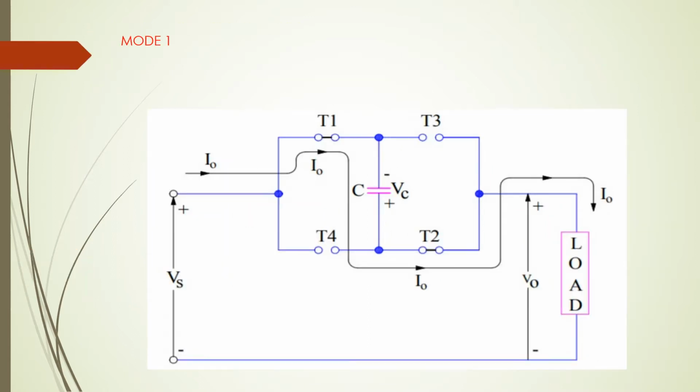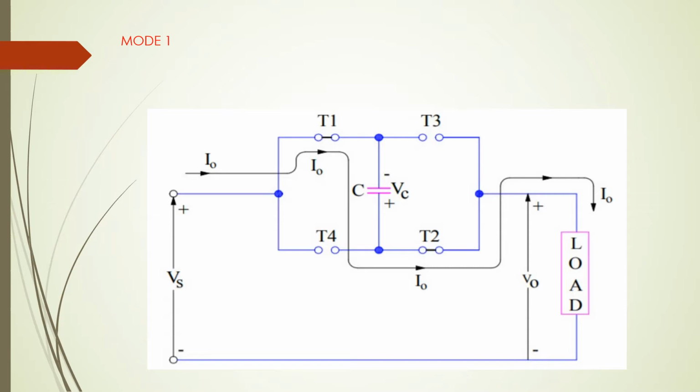The operation of the load commutated chopper will be explained in 3 modes. In mode 1, when the thyristors T1 and T2 are on, then the load current flows through this direction, that is Vs plus to T1 to capacitor to T2 to load. And also the capacitor starts discharging, and the capacitor current IC also flows through Vc plus to T2 to load to Vs minus, Vs to T1 to Vc minus.